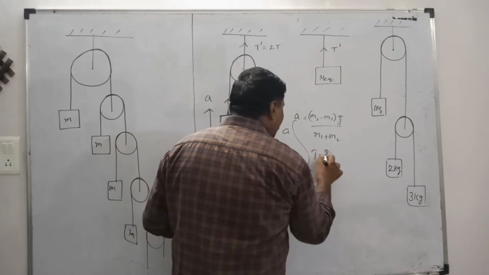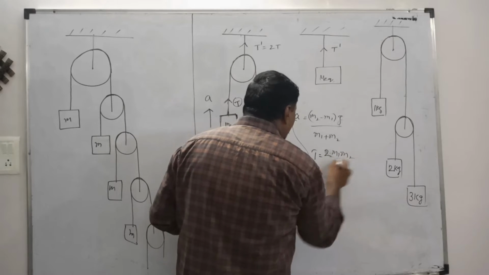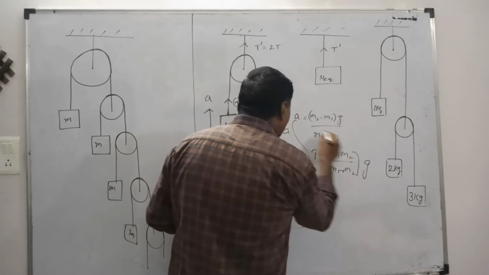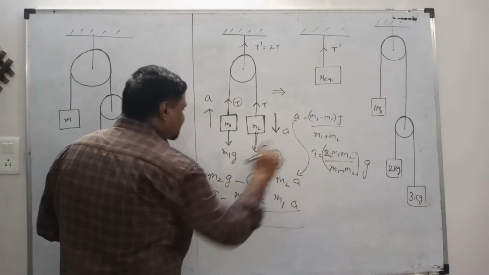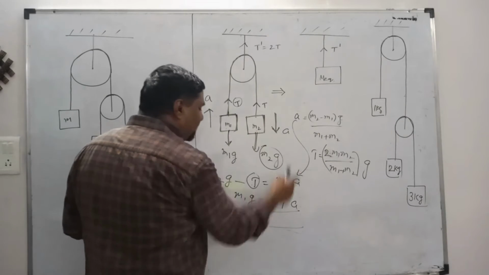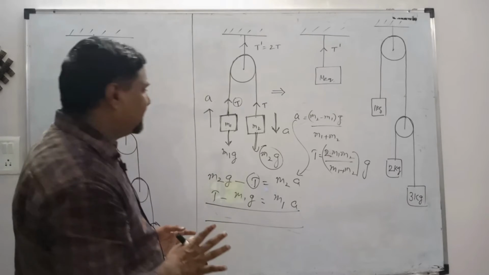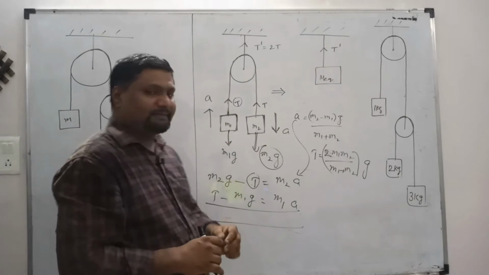I think it is 2 m1 m2 into g divided by (m1 plus m2). If I put the value of a here, I will get the tension this much. Otherwise, if I put the same value here, I will also get the same tension. So this is one conventional method to find the acceleration and tension.